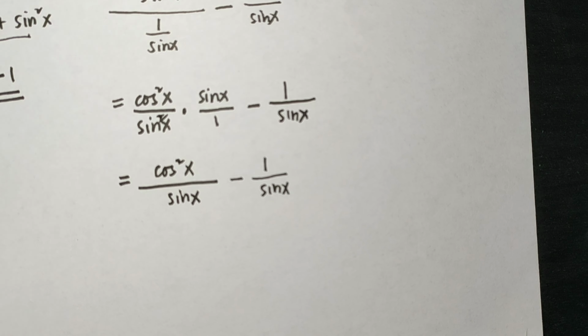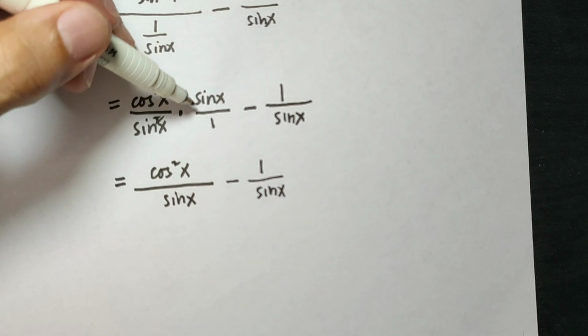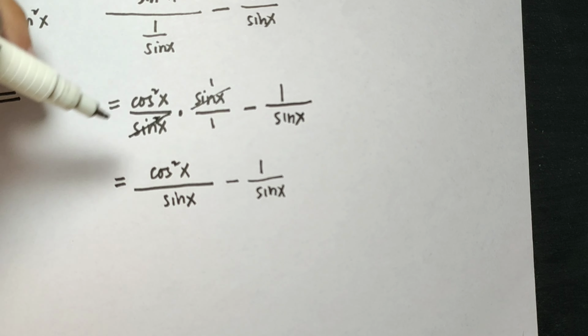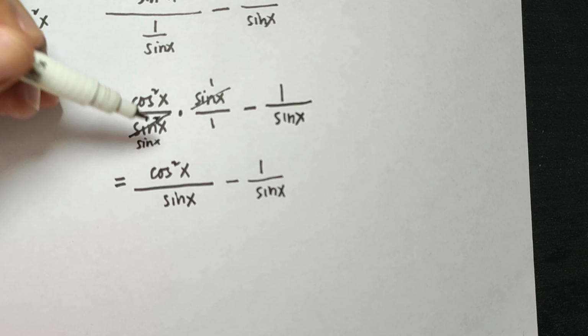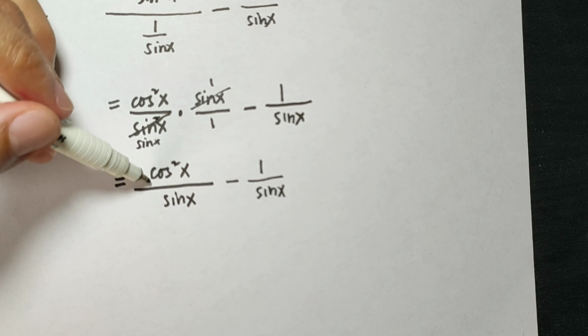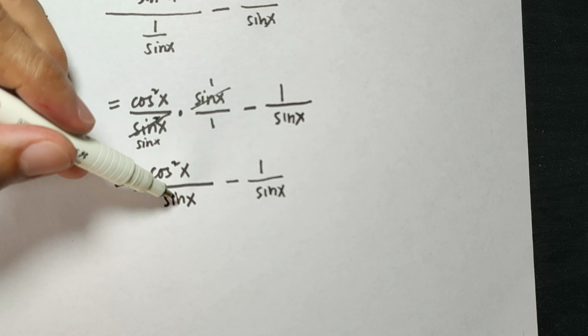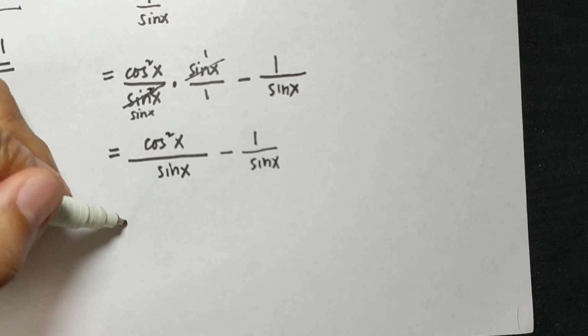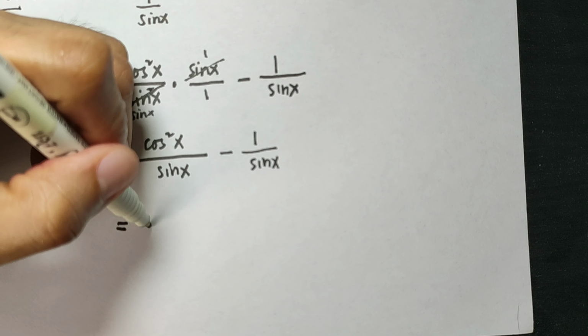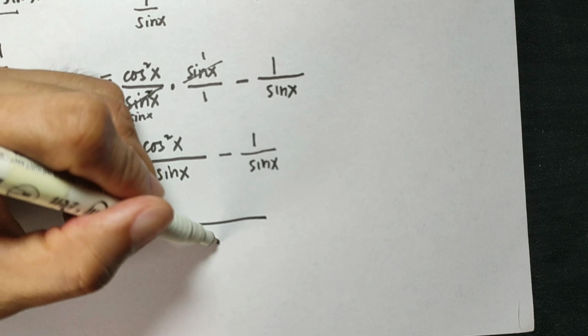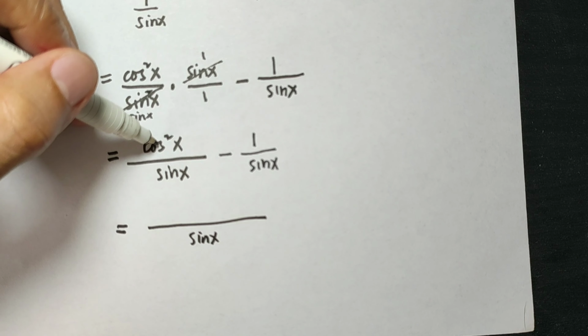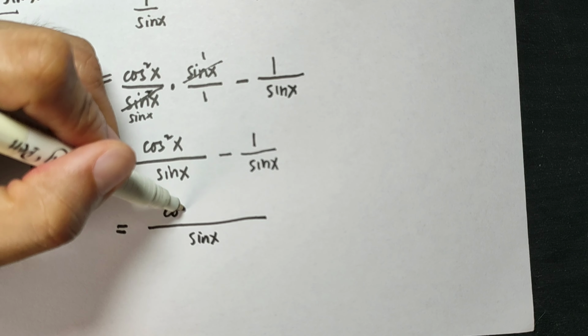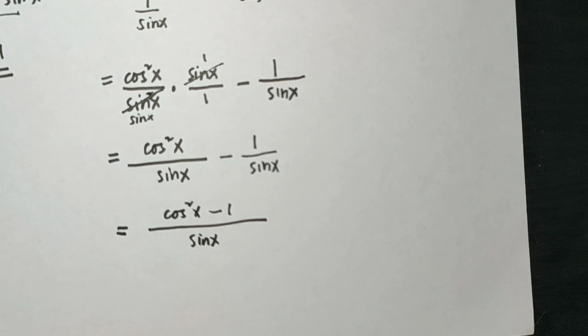So again, what happened to that? There are 2 sine x. We can cancel this. This will become 1 and this will become sine x. So cosine square x times 1 is cosine square x and sine x times 1 is sine x. Then bring down 1 minus sine x. Okay, so after that, since the denominators are the same, we can combine them as over sine x. And then copy the numerator. We have cosine square x minus 1.